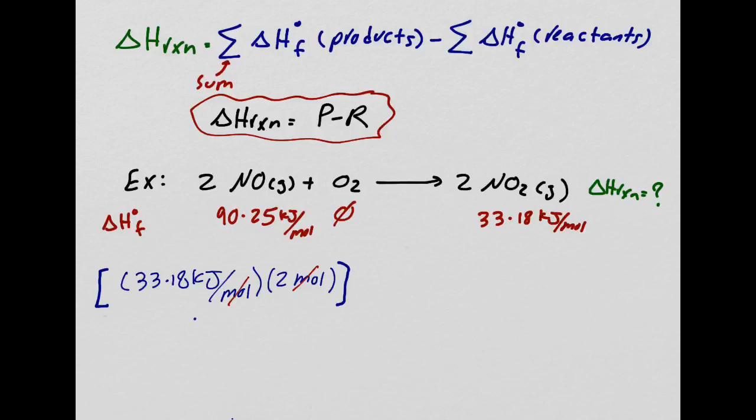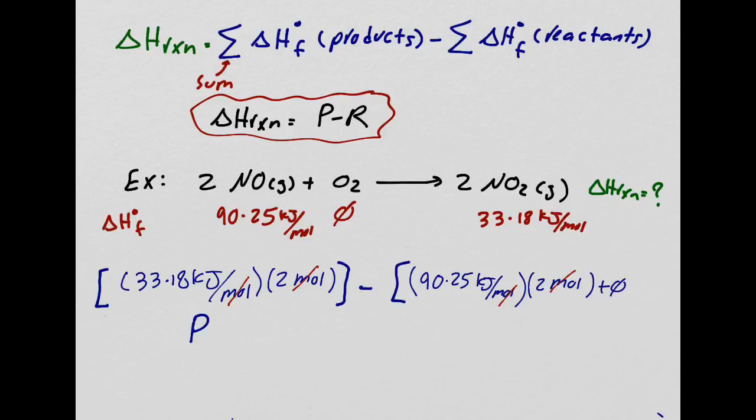Now, this is my product. I don't have any other product. Minus. Now, let's go to my reactant. My reactant, what do I got? I got 90.25 kilojoules per mole. I multiplied by 2 moles, right? Again, why did I do that? Right here, the coefficient, to be able to cancel those out. If I do that, the moles can cancel out, and oxygen is just 0. I'm just going to write it down 2.